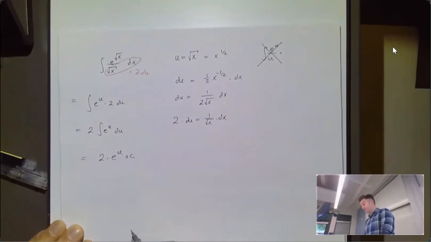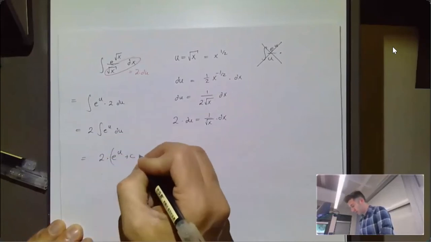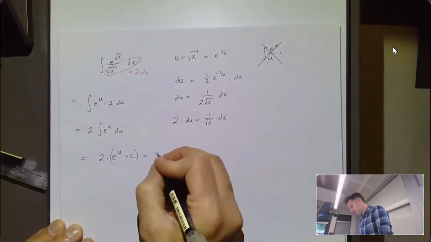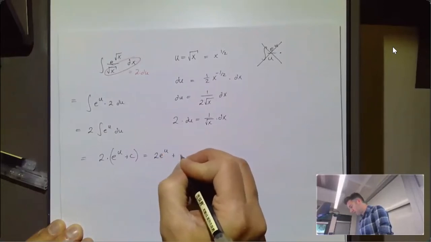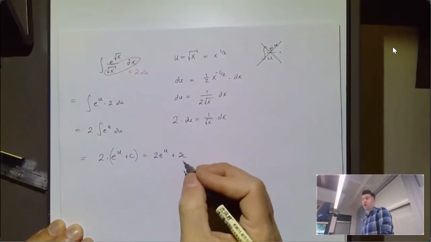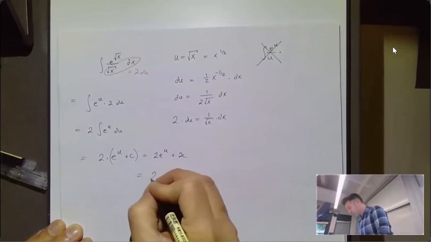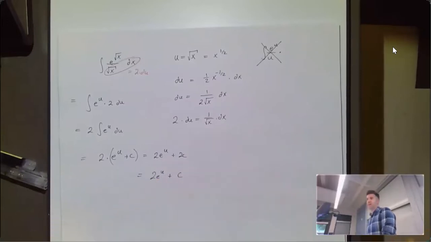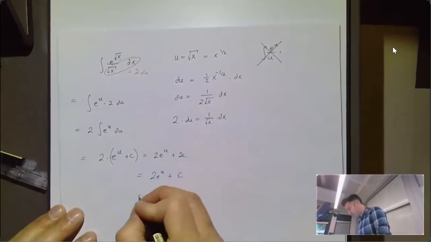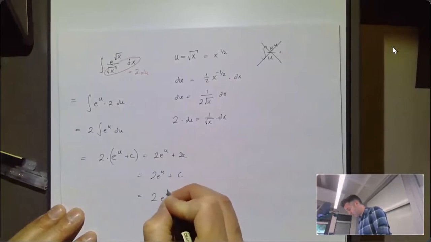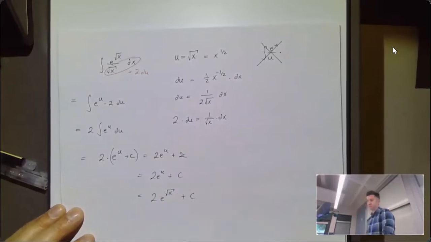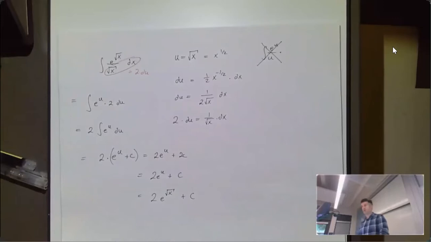And you're right, you could put parentheses around that and say it's 2 times all of it, but then you're going to get 2 times e to the u plus 2c. And we're just going to call that a new constant. We're just going to call it c again because we're super lazy and we want to use all the same letters as much as we can. And then we should plug back in square root of x. So there's our antiderivative of e to the square root of x over the square root of x.